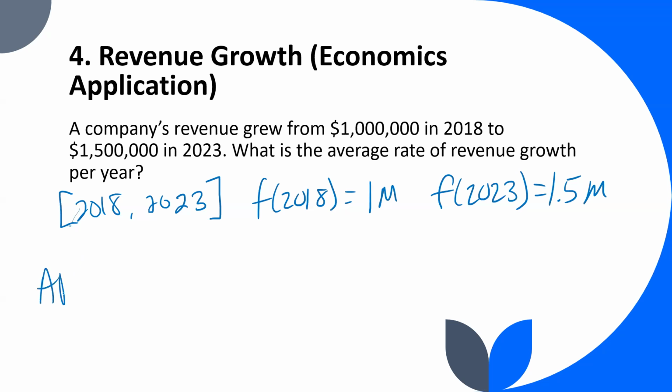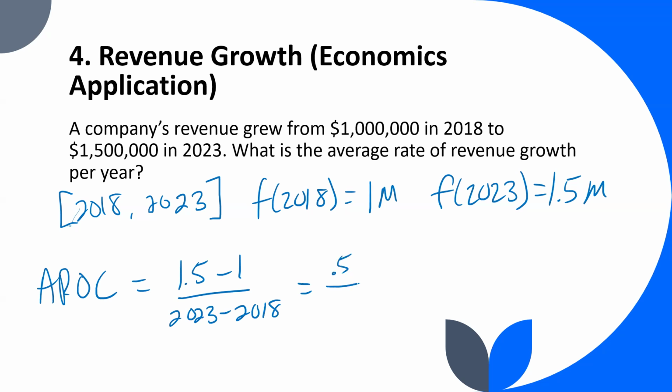Okay, so the AROC equals 1.5 minus 1 over 2023 minus 2018. So we have 0.5 over 5. Or 0.5 million divided by 5. Or what's 500,000 divided by 5? What'd you get? 100,000.